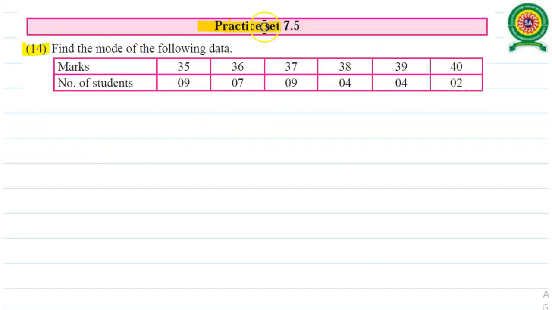Look at question number 14, practice set 7.5. Find the mode of the following data. We have the data in the form of marks 35, 36, 37, 38, 39 and 40. Those are the values of the observations, that means the xi, and the number of students: exactly 9 students obtained the marks 35, 7 students obtained the marks 36, 9 students obtained the marks 37, 4 students obtained the marks 38, again 4 students obtained the marks 39, and exactly 2 students obtained the marks 40. So those are the values of fi. Fi means the number of students.